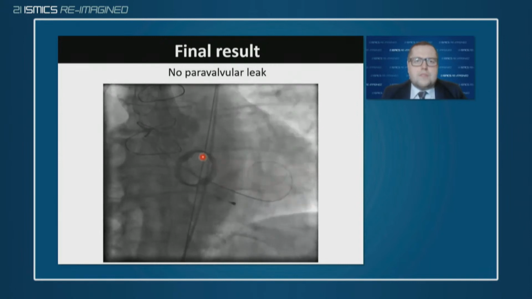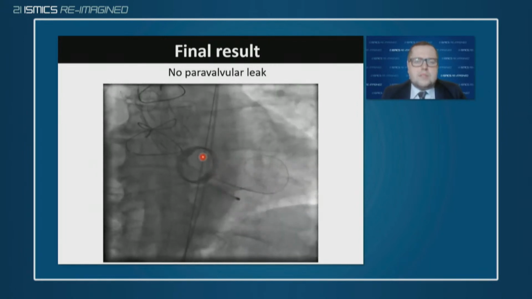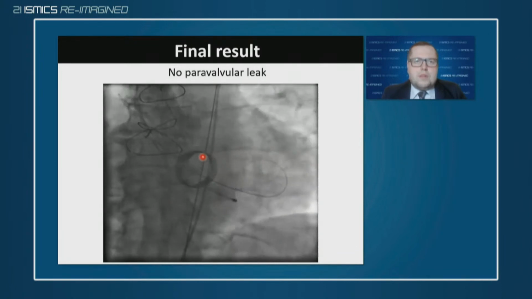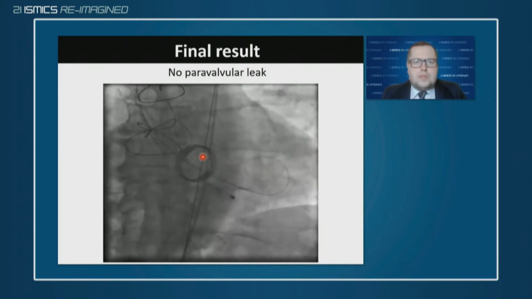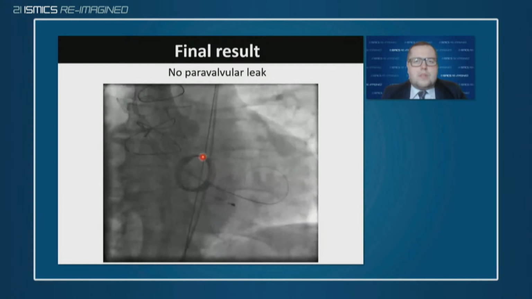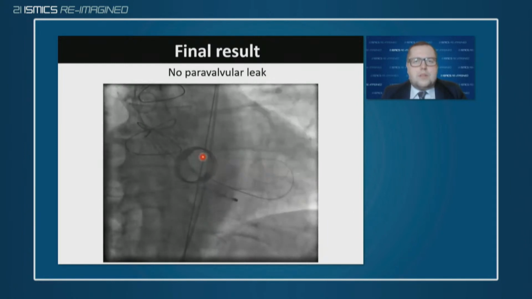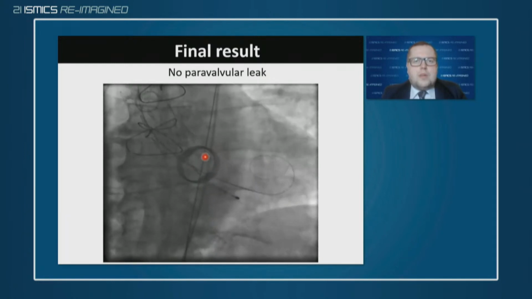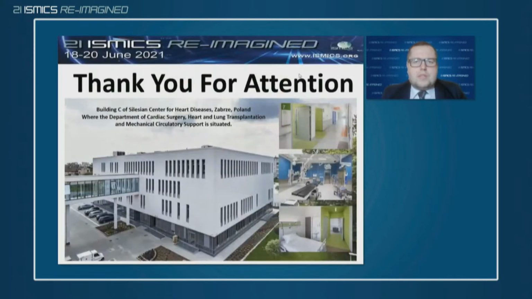Post-procedural echocardiography revealed good function of the Accurate Neo prosthesis with mean gradient 7 mmHg and no paravalvular leakage. The patient was transferred to the surgical ward for further treatment and rehabilitation. She didn't require blood transfusions. No new conduction disturbances appeared. She was discharged home in overall good condition 3 days later. Thank you for your attention.